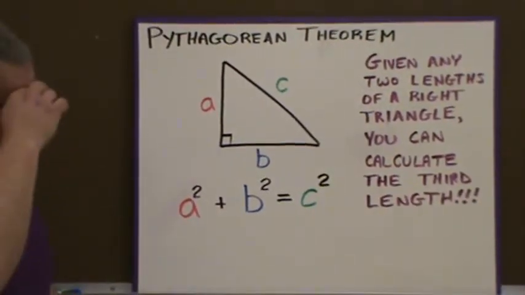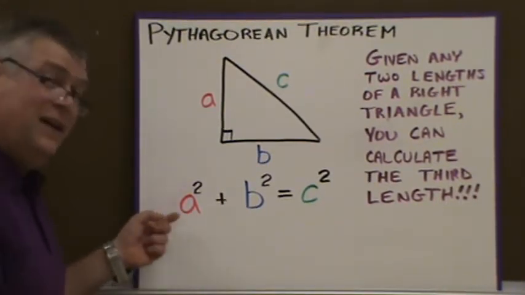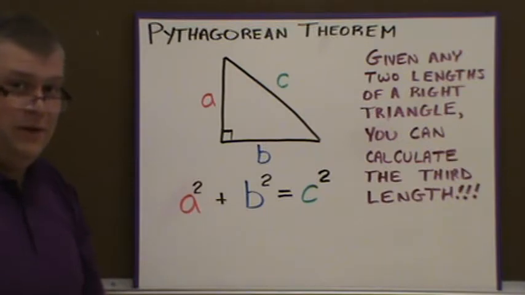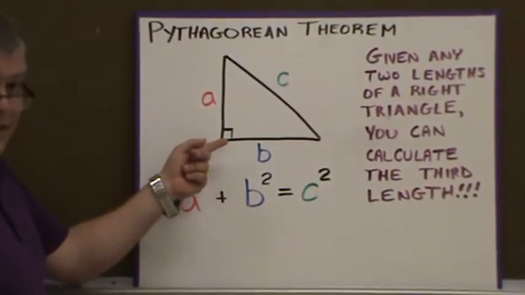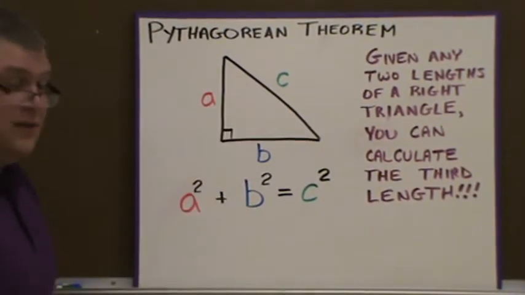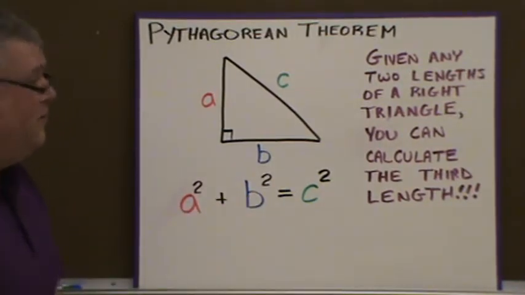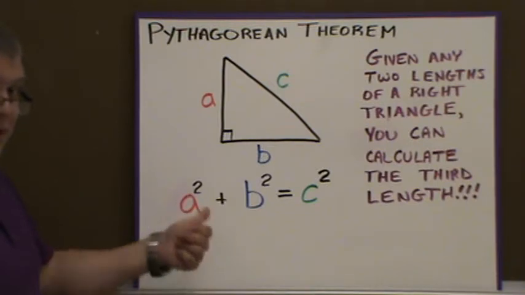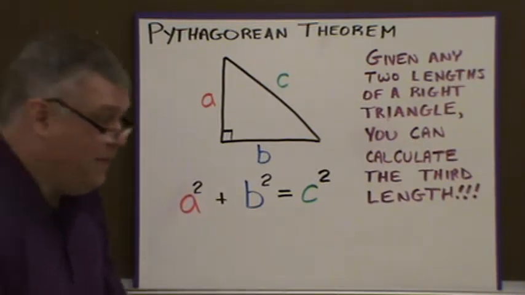All right, Pythagorean theorem. What does it all boil down to? It all boils down to this formula. This statement says a squared plus b squared equals c squared. The sum of the areas of these two squares is going to be equal to the area of that square. So a squared plus b squared equals c squared. What can we do with this? Well, if you're given any two lengths of a right triangle, you can calculate the third length using this formula. That's a very powerful tool, and you're going to find you're going to use it quite often.